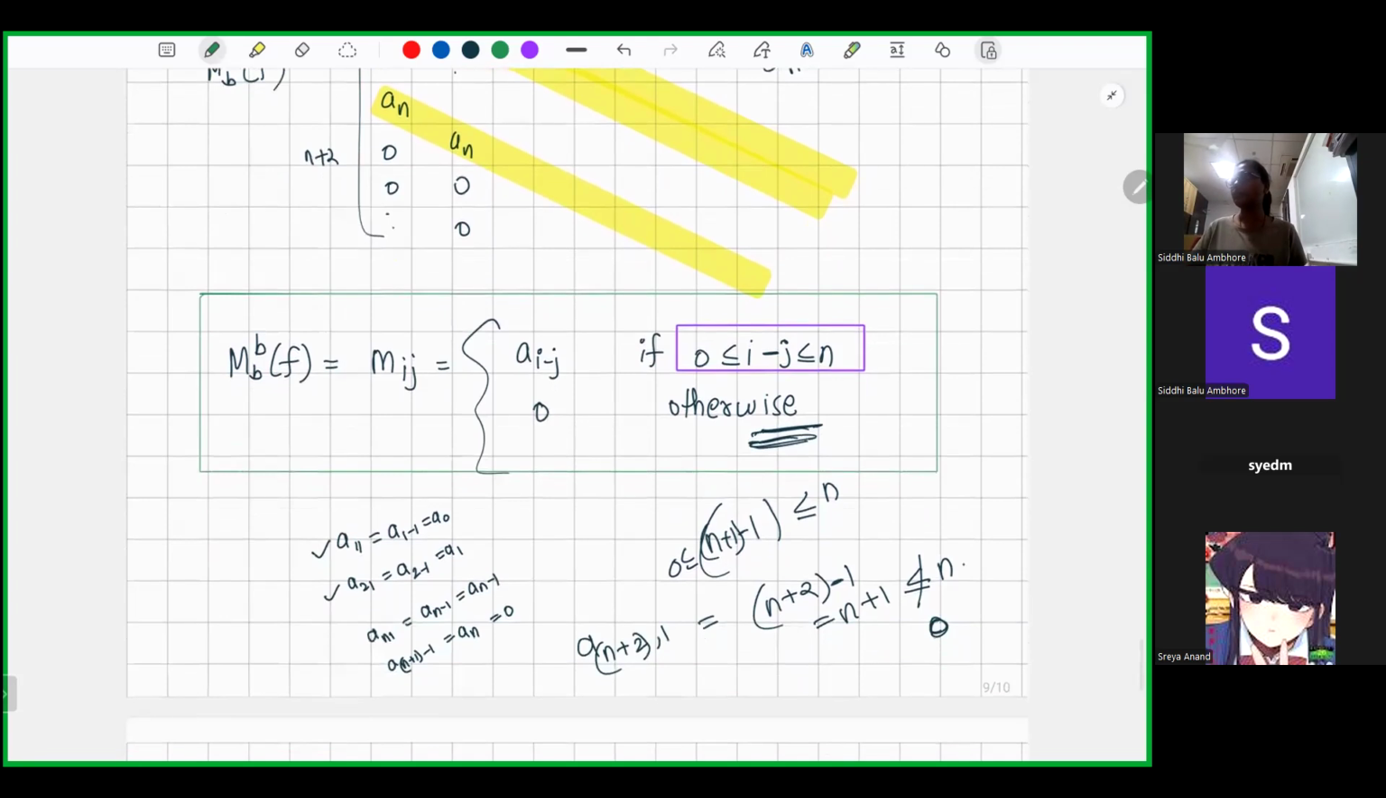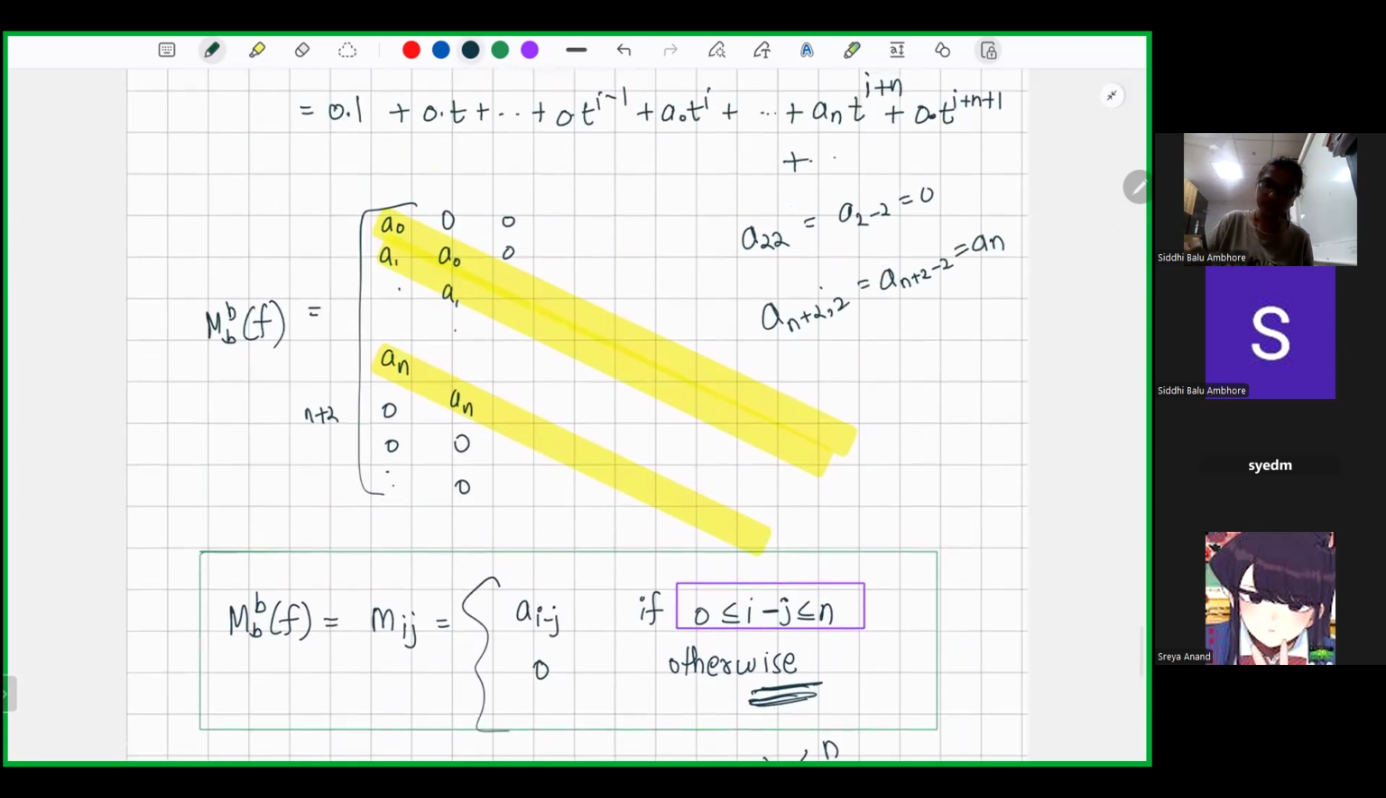Is there any doubt? Please let me know. Otherwise, we can move to the next one. Any doubts? Let me just write, for the sake of completion, that this will be a_0, this will be a_1, this will be a_n for the ith.